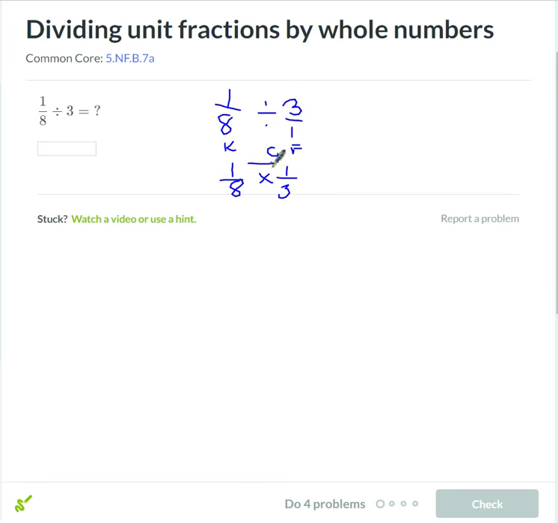Now we multiply straight across. So 1 times 1 gives you 1 in the numerator. 8 times 3 gives you 24 in the denominator. So my answer is 1 over 24.